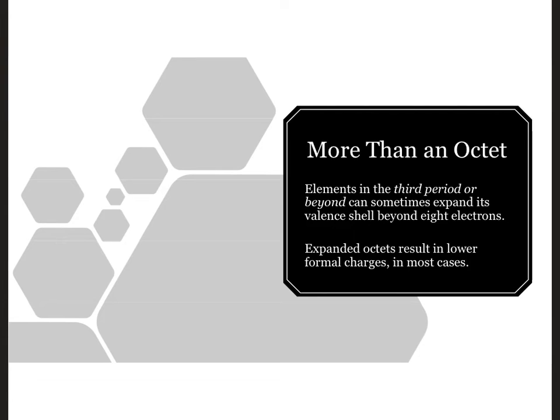Our third exception to the octet rule occurs when the central element in a molecule or polyatomic ion is in the 3rd period or beyond, because it can sometimes expand its valence shell beyond 8 electrons. Central atoms with expanded valence shells, also known as expanded octets, can share more than 4 pairs of electrons, which generally results in lower formal charges.